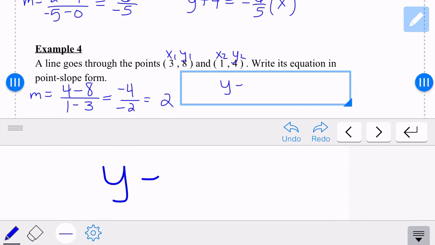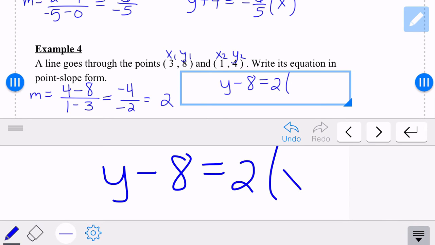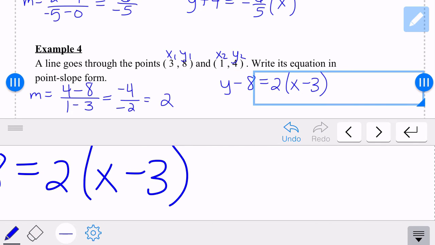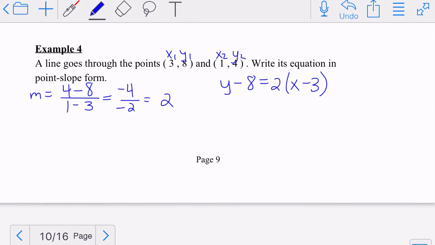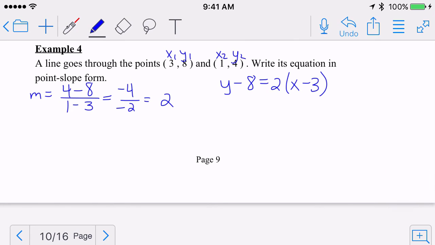And we just got to put this in here. So we need y minus y1. I'm going to go ahead and use 3, 8. So I'd have y minus 8 equals 2 for m times x minus x1, which would be 3. Okay, that's it for that page. So next page.